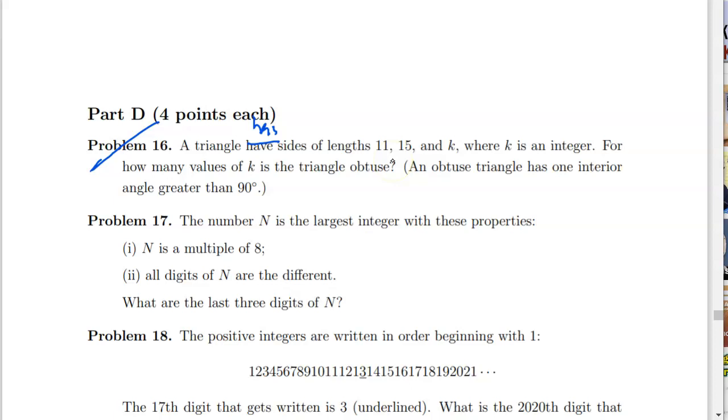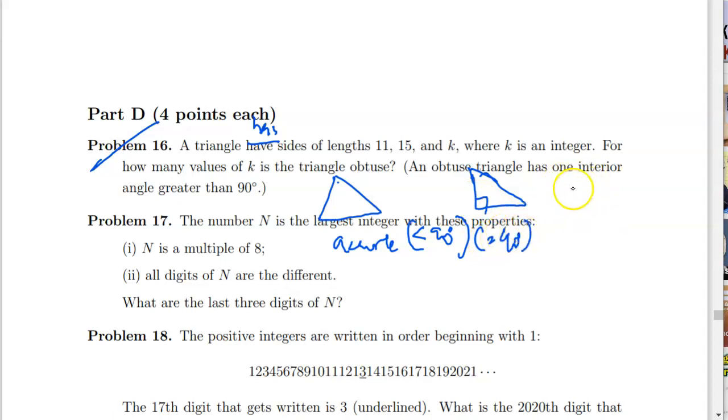So to give you a brief understanding, there are three kinds of triangles. This one is called the acute triangle, meaning that all angles are less than 90 degrees. Then we have a right angled triangle, where one of them is exactly 90 degrees. And then we also have this obtuse triangle, which is what we need to find, where one of them is larger than 90 degrees.